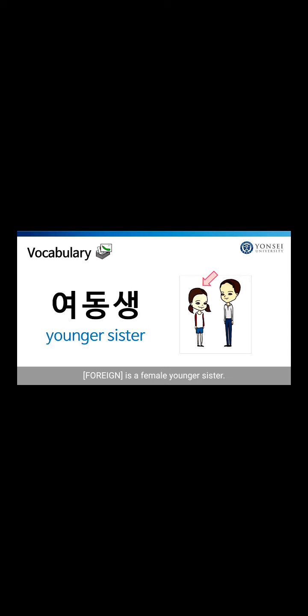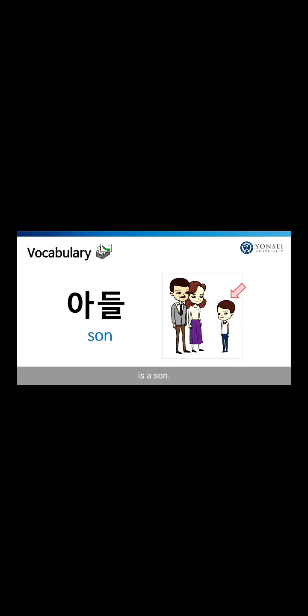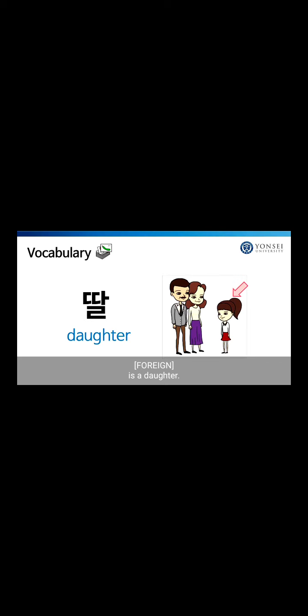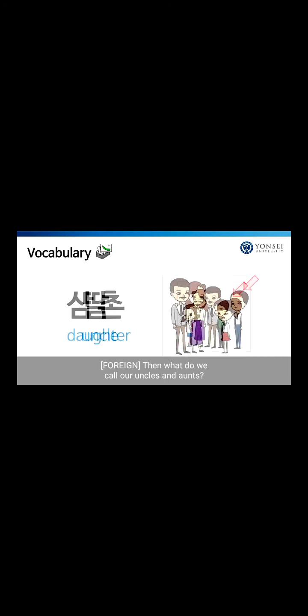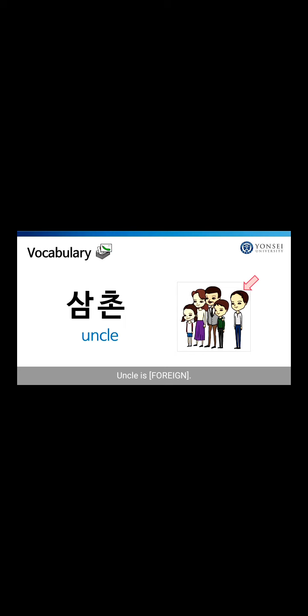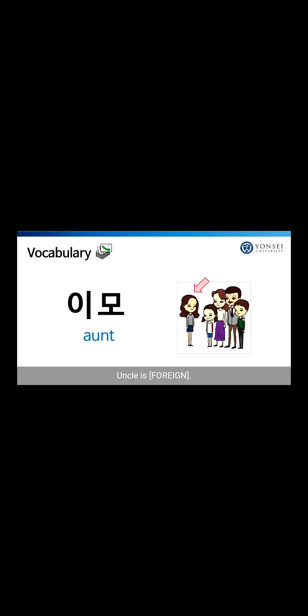여동생 is a female younger sister. 아들 is a son. 딸 is a daughter. Then what do we call our uncles and aunts? Uncle is 삼촌. And aunt is 이모.